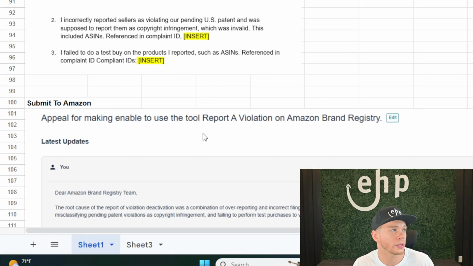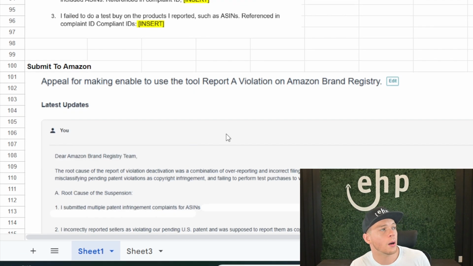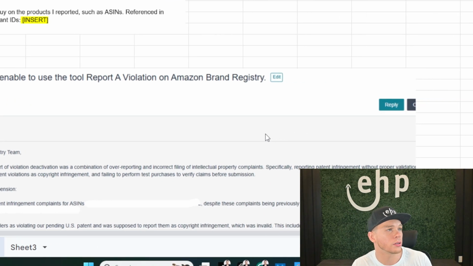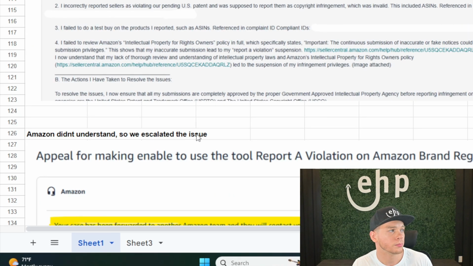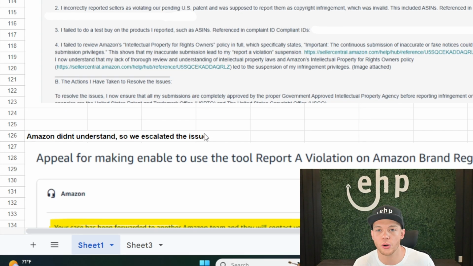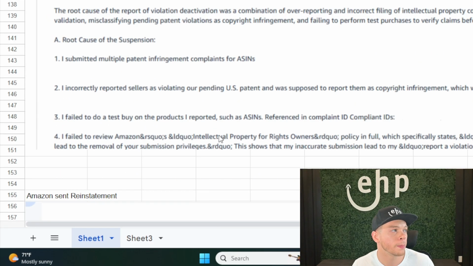Okay, so we're going to scroll down. We submitted the appeal to Amazon. You can see we submitted that appeal. Amazon didn't understand. They were like, why are you appealing? Amazon got confused, just like Amazon does. So we escalated the issue internally, which took a little bit of time.